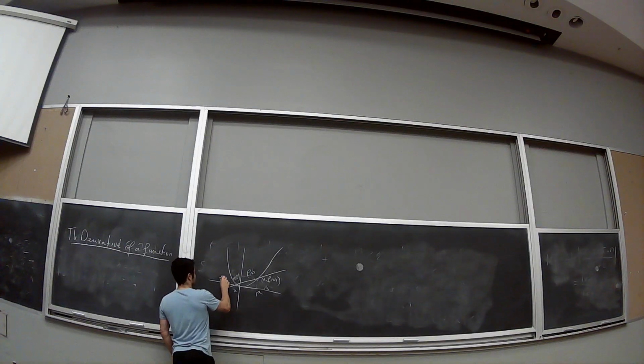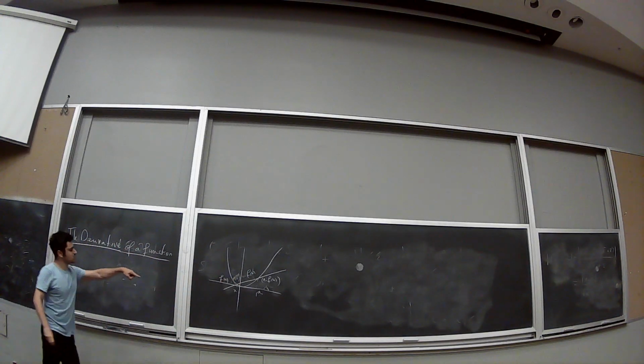So, let's call this A, and this is f of A, right? This is the point A, f of A. And this is an arbitrary point, let's call it x, x, f of x. Okay, and you let x approach A.